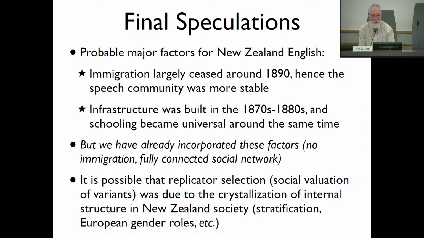introduces social weighting of variants and social weighting of different subgroups of the community. Now, in some sense, we've already incorporated these factors. We had no immigration, a fully connected social network. But it's possible that replicator selection was essentially due to the emergence of social structure in New Zealand society. So it wasn't imported from Britain, but it was created over those two generations. People came to realize what they were.